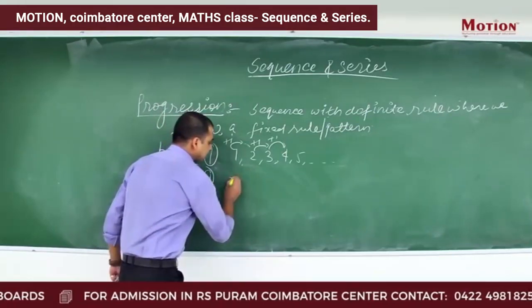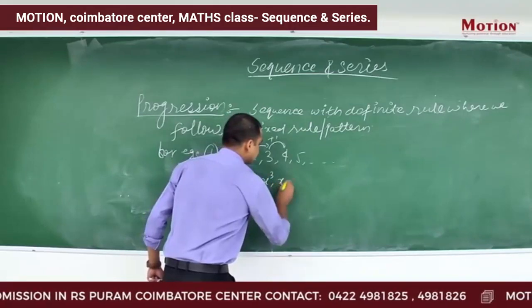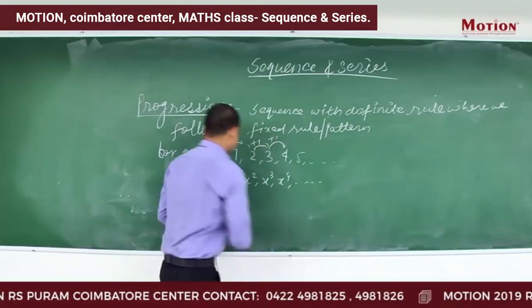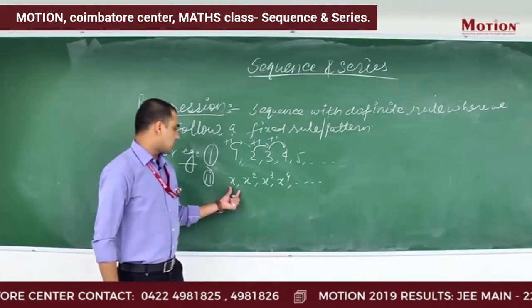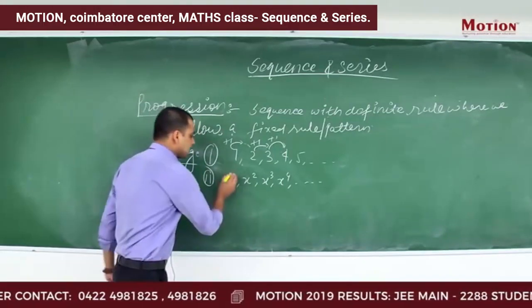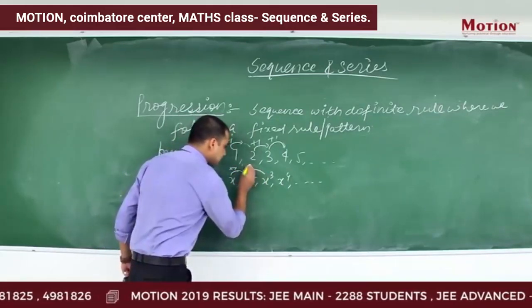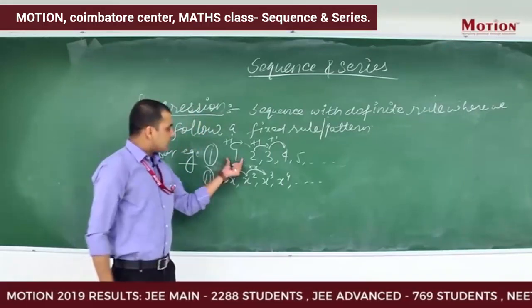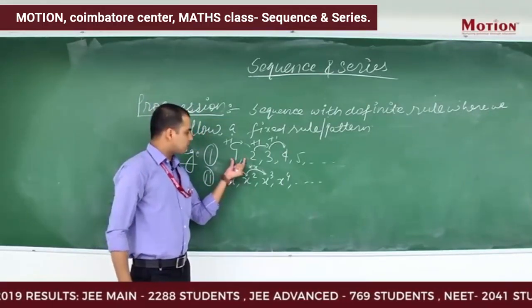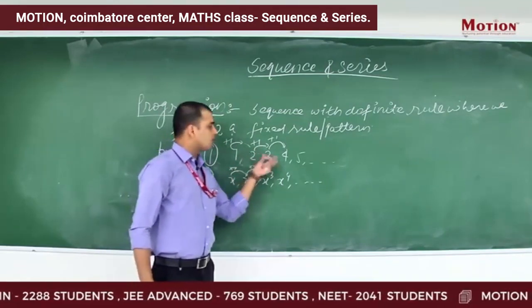Second example: x square, x cube, x to the power 4. In this way it is going. From this example we can say that every successive term is the previous term multiplied by x. If you multiply by x you get x square, if you multiply by x you get x cube. In this way it is going. We are following a certain fixed rule here.